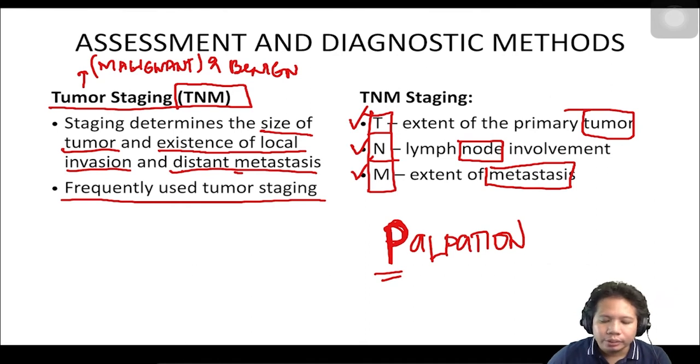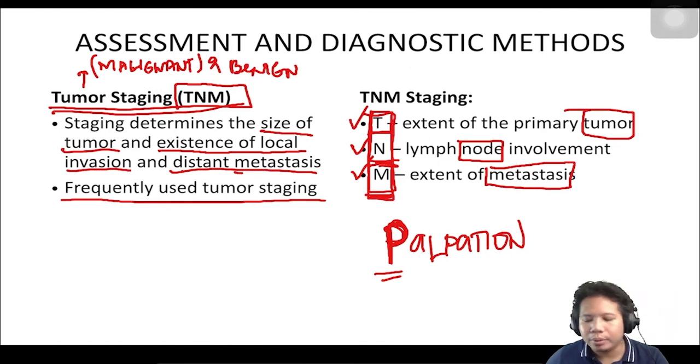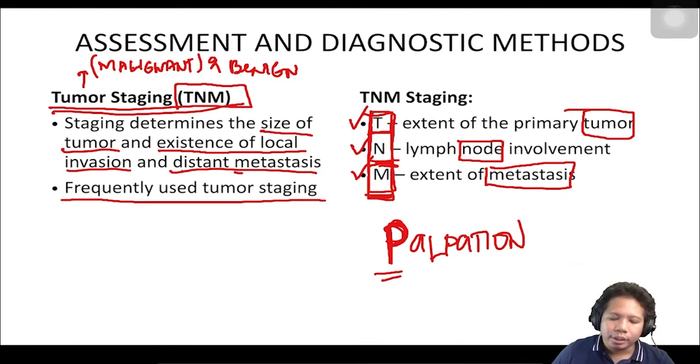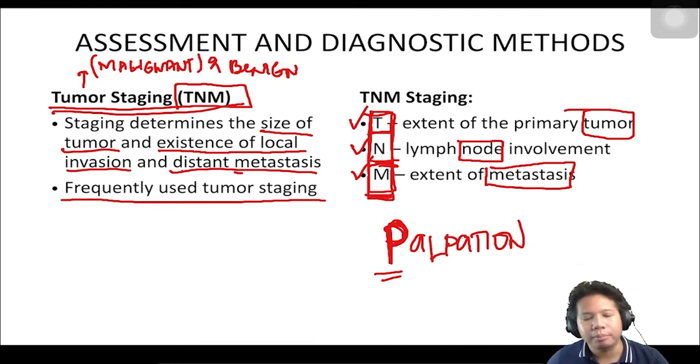First of all, we have the tumor staging or the TNM. TNM is here on the right side. TNM stands for the extent of the primary tumor: T is for the tumor, N is for your lymph node, and M is for your metastasis or spread. Staging determines the size of the tumor for your T, the existence of local invasion in the local nodes, and the distant metastasis, or the extent of where those cells are going or spreading. This is usually used for tumor staging. Take note, this tumor staging is for both benign and malignant.